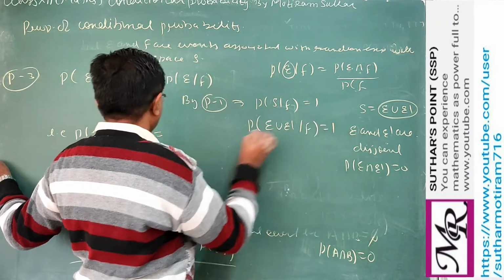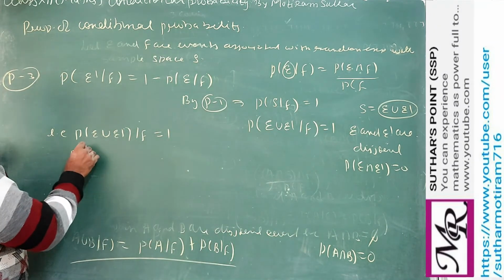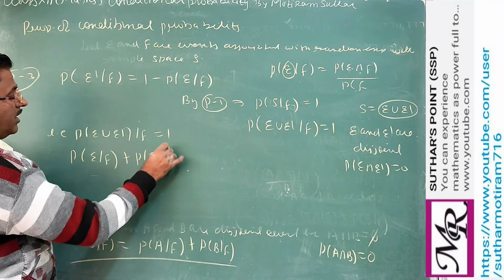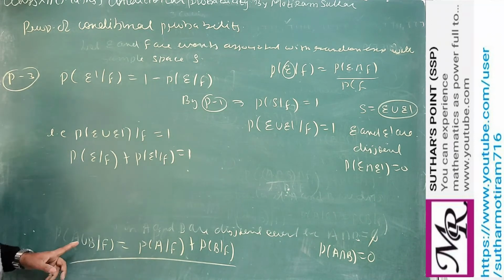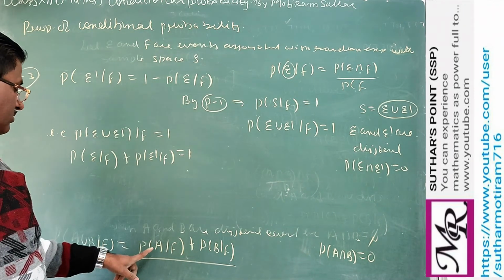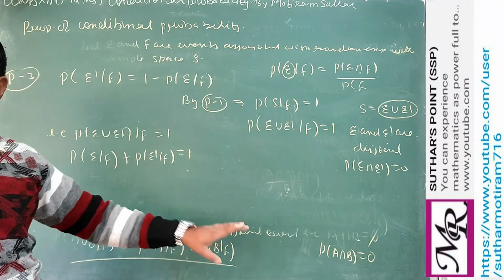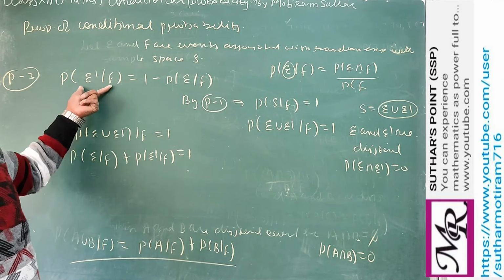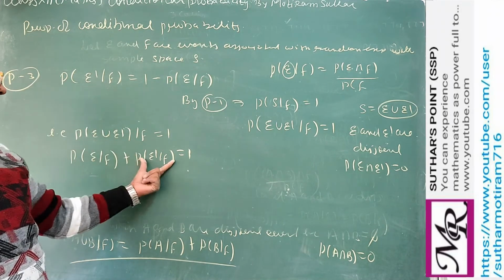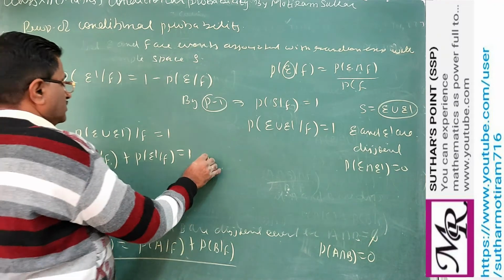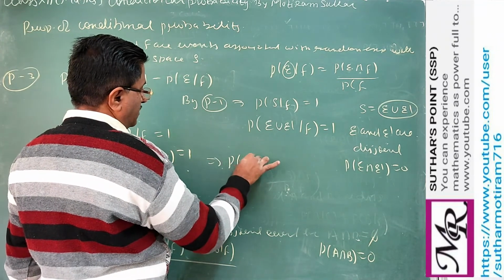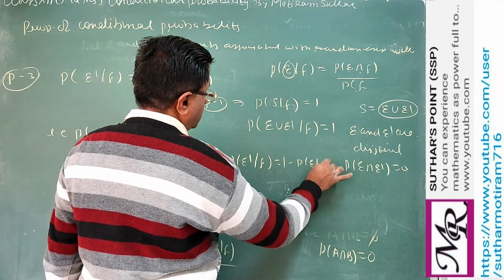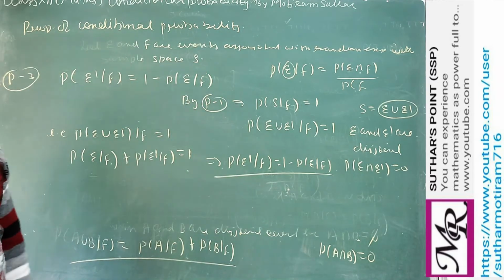This is equal to 1. Now use P(E|F) + P(E'|F) = 1. Using this formula, P(A∪B|F) = P(A|F) + P(B|F). Correct? So what do we get? If you want to keep P(E'|F) on the left-hand side, transfer the other term to the right side. So we get P(E'|F) = 1 − P(E|F). That is what we wanted to prove.